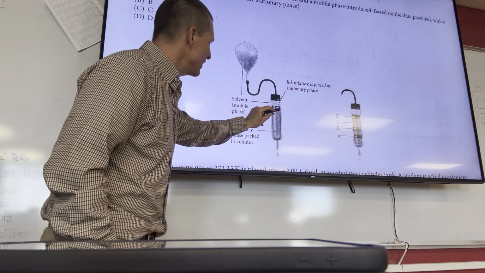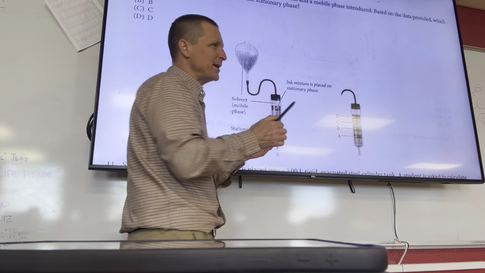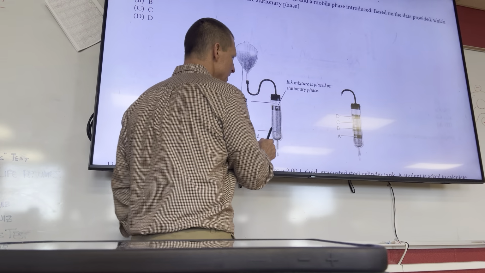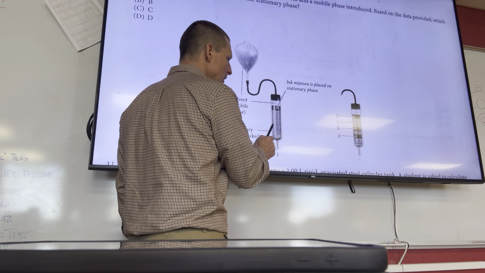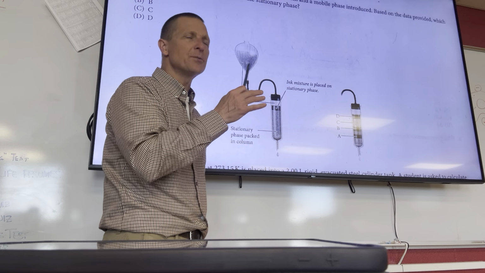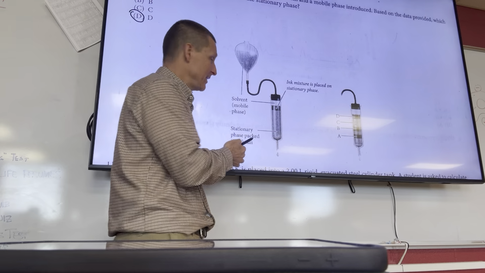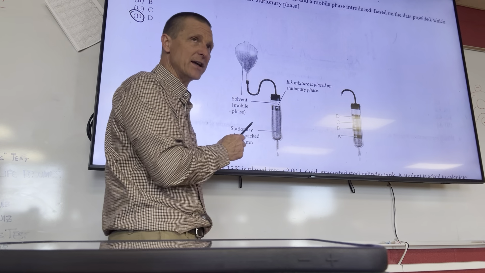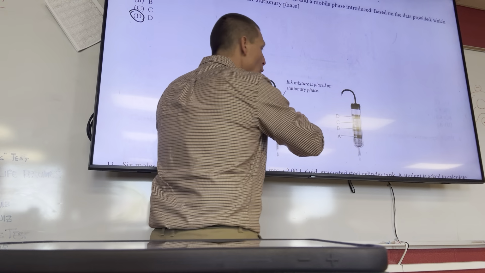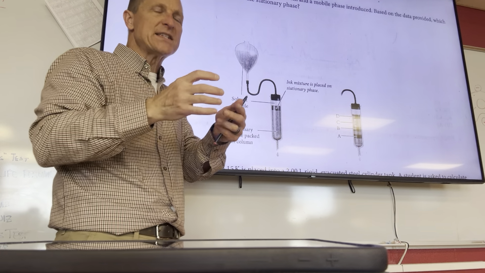The column is filled with a substance we typically call resin, R-E-S-I-N. The resin has a certain polarity to it. It's either polar or non-polar. It doesn't say which it is. It really doesn't say anything about it, except they call it the stationary phase. Stationary because it's not going to move. It's going to stay there while stuff moves through it. Chromatography always is going to have a stationary phase.